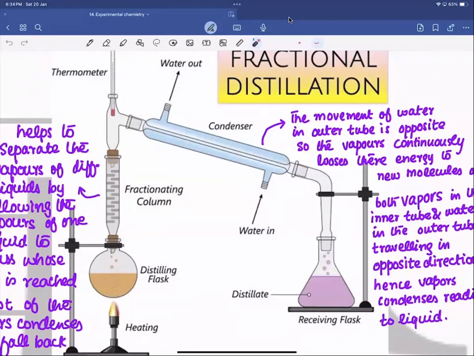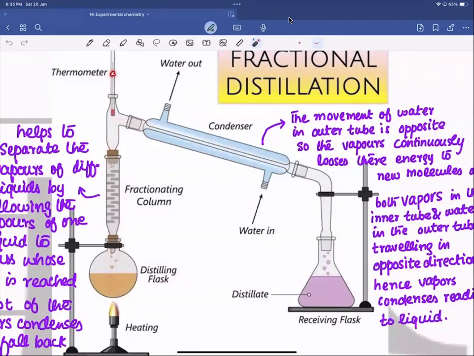So now think, after some time the temperature is raised to 78. It means now ethanol will boil, and water still only evaporates. So what will happen? The ethanol molecules, as their boiling point is reached, are not able to convert into liquid and they escape the whole fractionating column and reach the condenser. But the water vapors, because the boiling point of water is not reached yet, condense in the fractionating column and then fall back. So that is how a fractionating column helps us to separate both, or more than both, liquids.